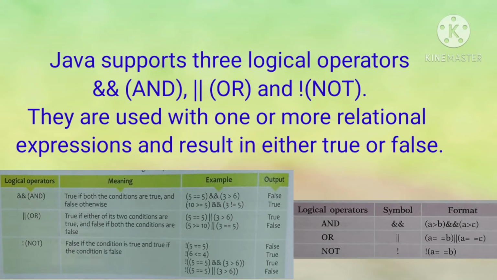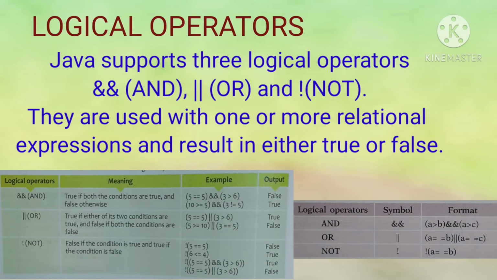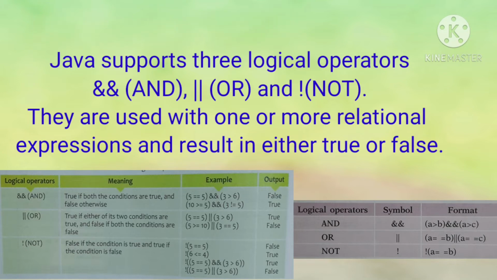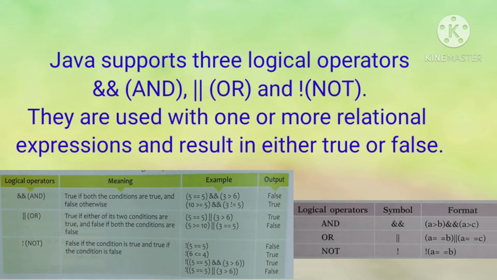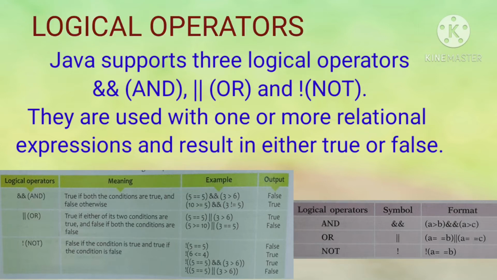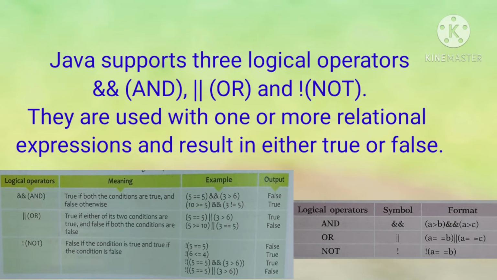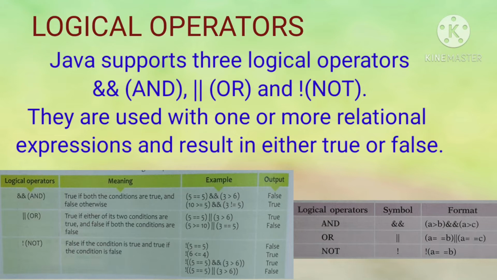Then 5 is greater than or equal to 10, that part is false. Then 3 is equal to 5, that part of the relational expression is also false. Since both sides of the expression of the logical operator or are false, the output is also false.